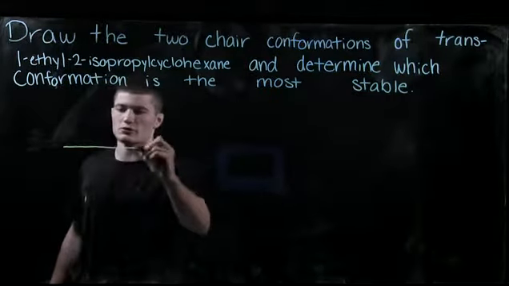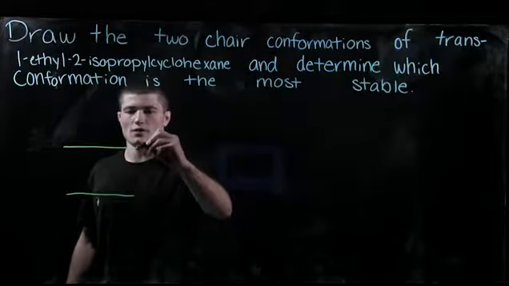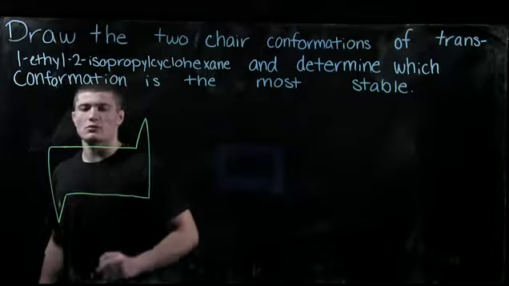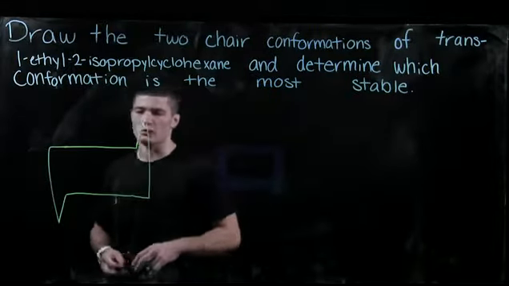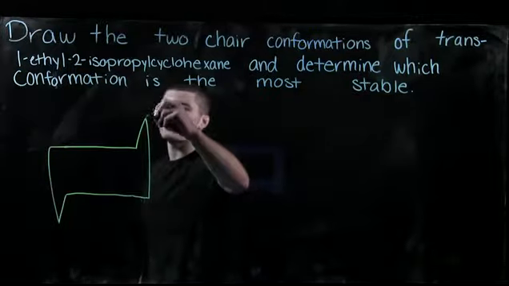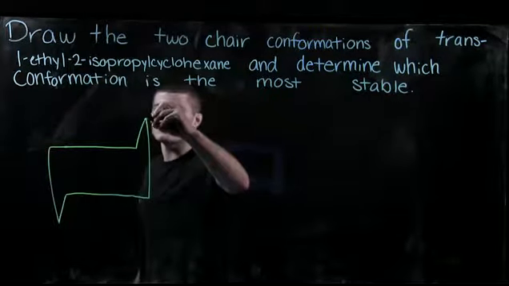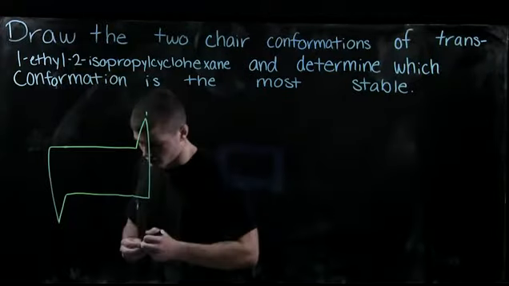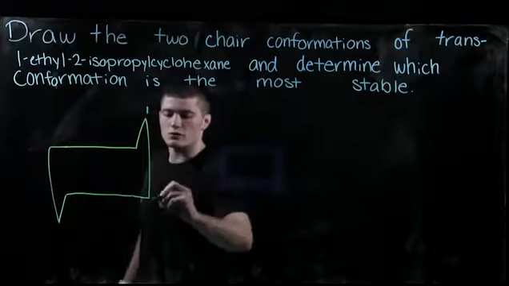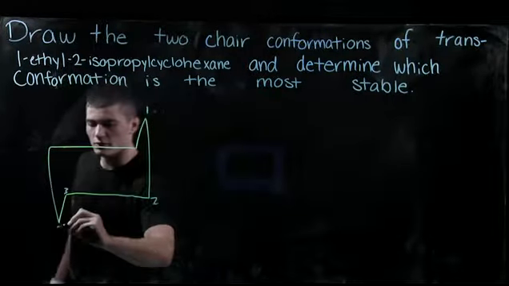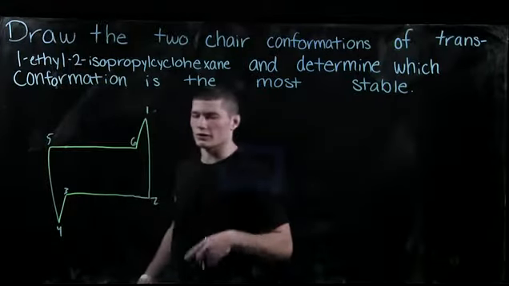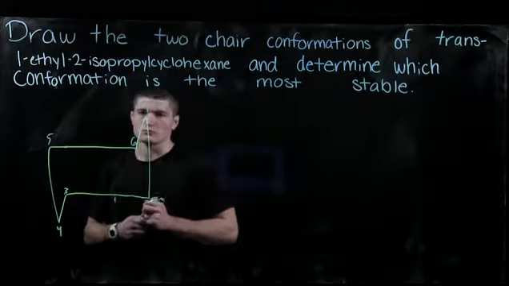I like to do it with drawing two parallel lines and then connecting them up here and one going down. So it's not the most artistic rendition, but it still kind of looks like a chair. Now, the first thing I do here is go ahead and number each carbon. So this will be our first one, 2, 3, 4, 5, and 6, because each peak or corner is actually a carbon in the molecule.